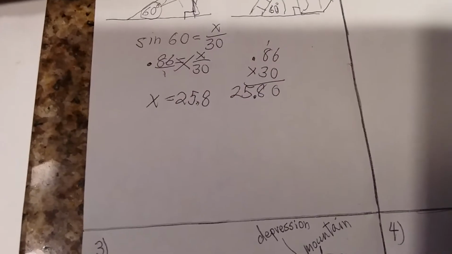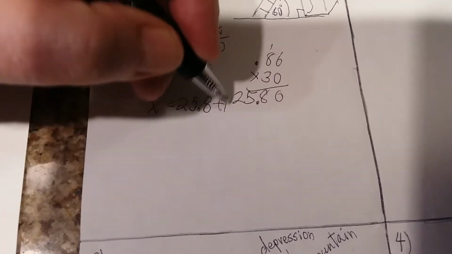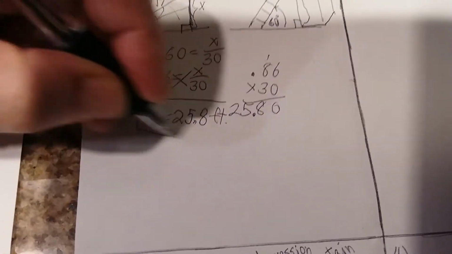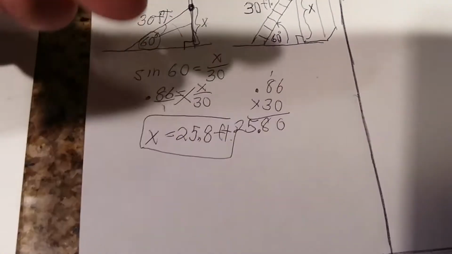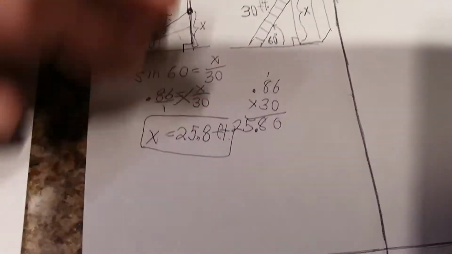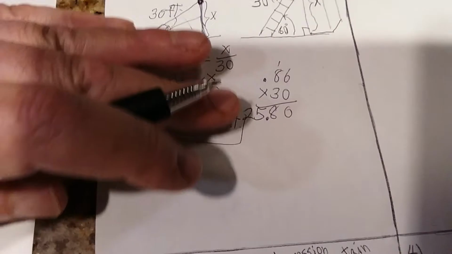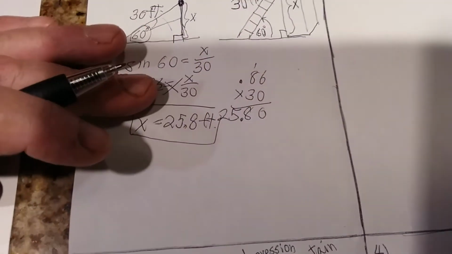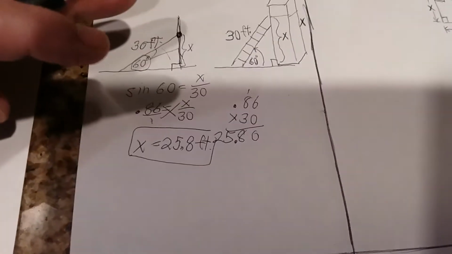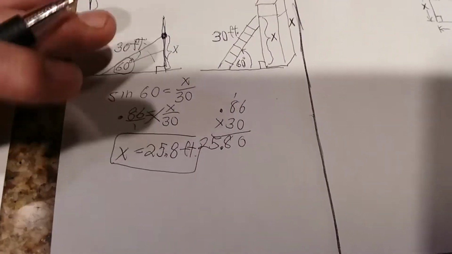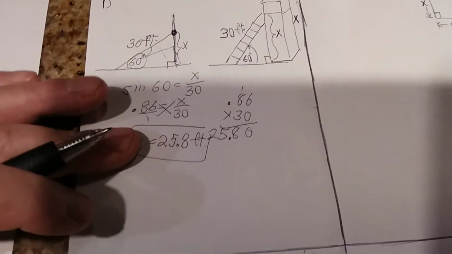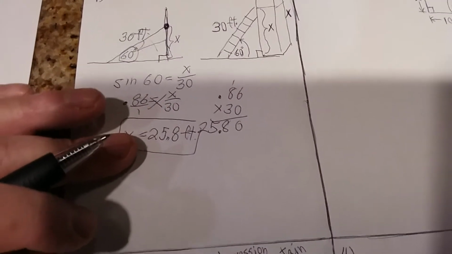Now they were talking about feet in the problem, so it's feet. Okay, you do not have to round this off. You do not have to do anything like that. You just simply use the number that's given, multiply, and that's it. Same thing when you take a test. You don't have to do any kind of rounding. You just multiply using the number that's given, and you're done. That's your answer, 25.8. Okay, let's go to problem 2.